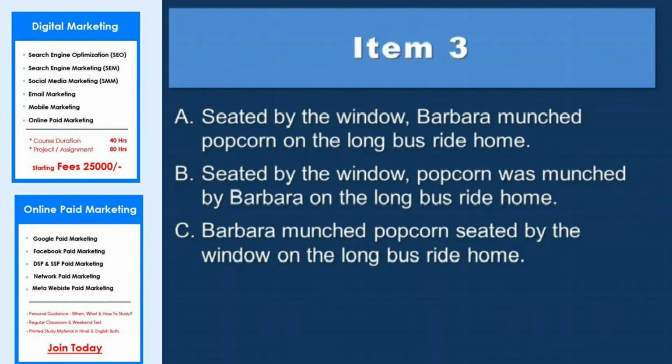But as we suggested initially, you should not commit the mistake of marking any one answer choice outrightly just because it appears correct. You should consider all the other choices as well. Let us look at B part: "Seated by the window, popcorn was munched." Was popcorn seated by the window? No. So B has an error. C part now: "Barbara munched popcorn seated by the window." So was popcorn seated by the window? No again. Answer should be choice A, as we discussed earlier.